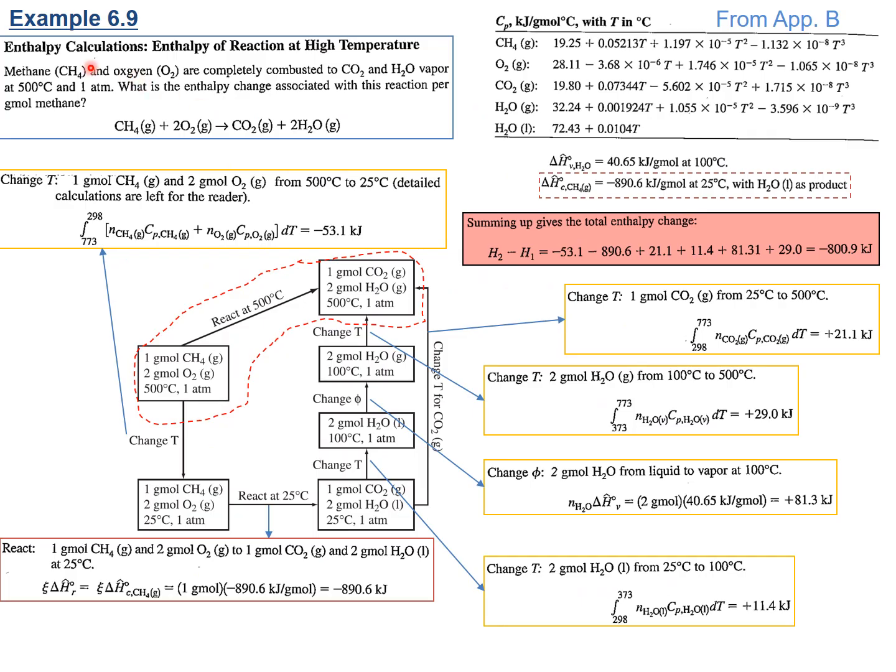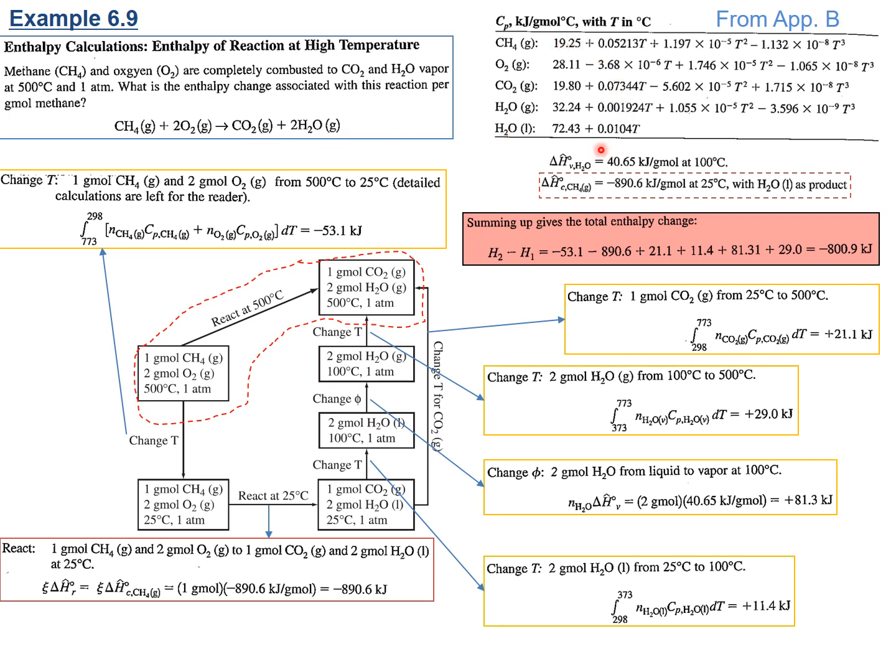Here is example 6.9 about the enthalpy calculation. Enthalpy of reaction at high temperature. Methane is combusted in the presence of oxygen, which is going to CO2 plus water. It is a kind of combustion reaction of methane. Also, the condition of this combustion reaction is 500 Celsius degree and 1 atm. Let me try to calculate the enthalpy change associated with this reaction per gram mole methane.